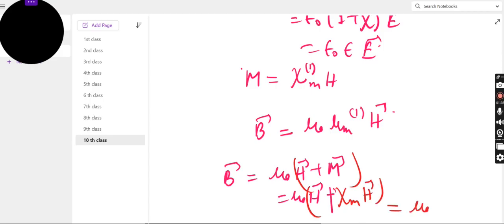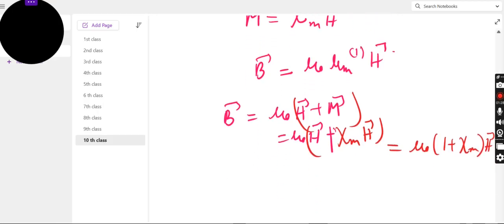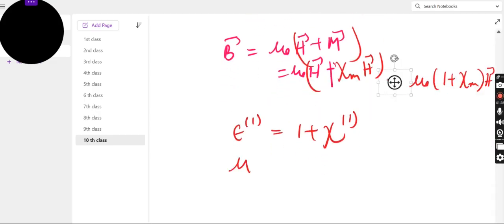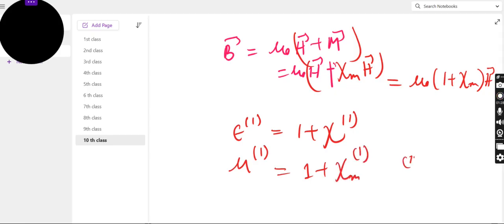So that becomes 1 plus chi M, H. So from that we get this, epsilon. The 1 means linear, basically.